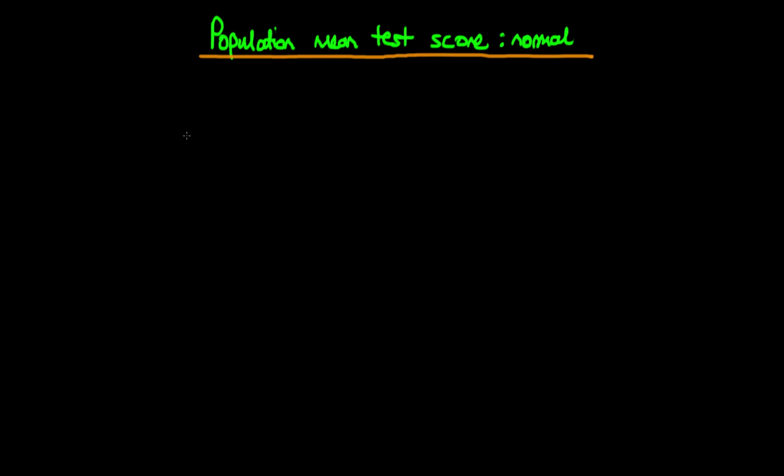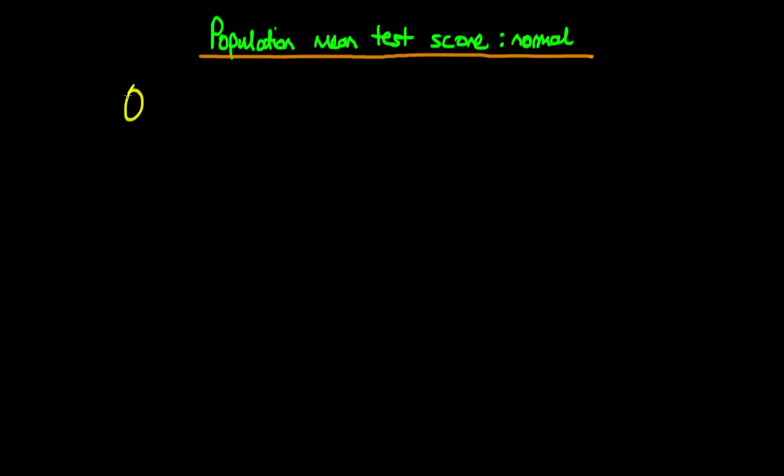In this video, I want to bring together some of that which we've talked about in the last few videos and talk about the example of making inferences about the population mean test score, given that we have assumed a normal prior density and a normal likelihood.